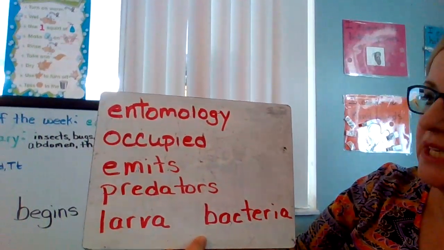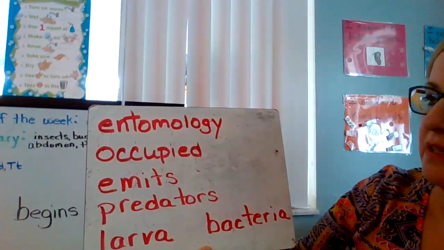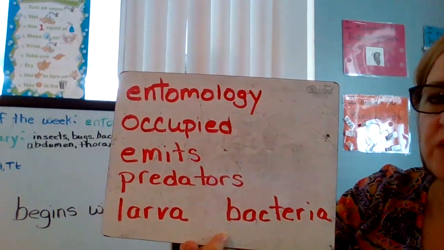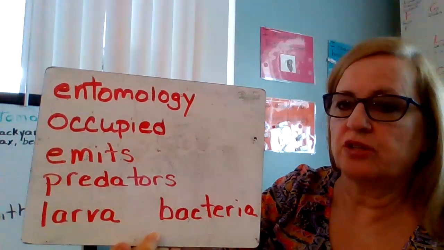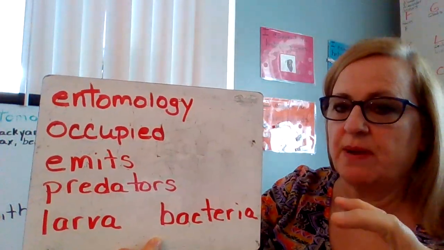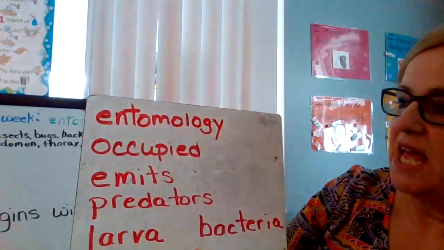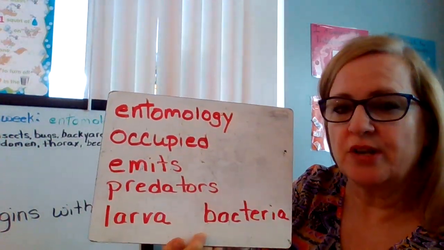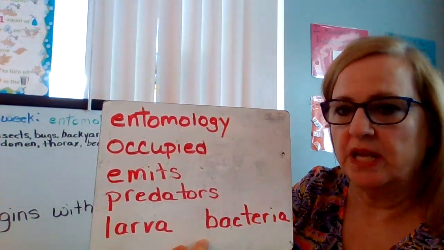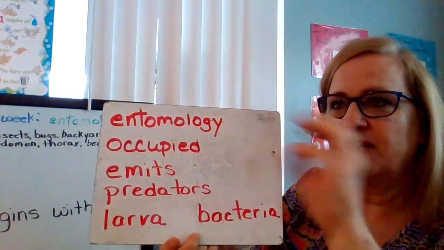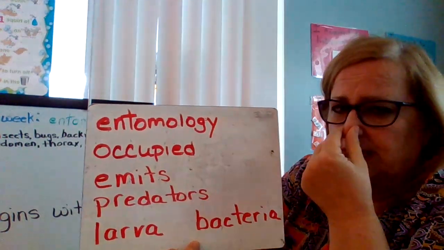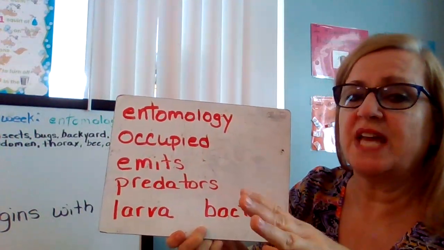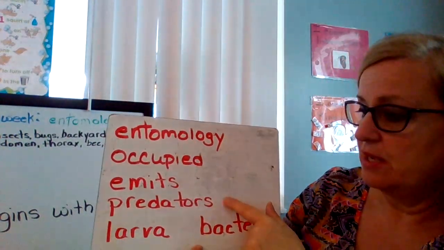Now, the next one is occupied. In the book, they use occupied, and that's when she puts the bugs in a jar. So they're in a space, they're occupying the space. And emits. When we hear emits, it's when we're going to talk about this stinky bug. And emits means it gives out a stinky smell. So it emits a stinky smell or it gives out a stinky smell.